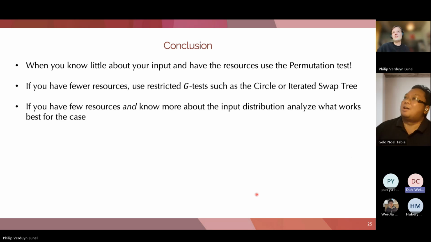But you can never outperform the permutation test, even though you know some knowledge about the input. Yes. Okay. It's a little bit counterintuitive.